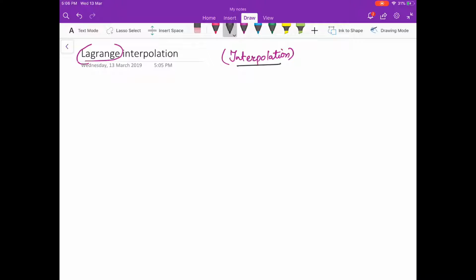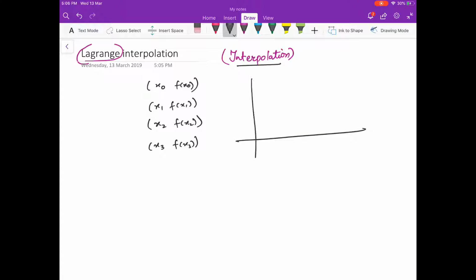Suppose you have data like this. You have x naught, f of x naught, x1, f of x1, x2, f of x2, and x3, f of x3. So you know these 4 points. It means that you have something like this. Here are your points x0, x1, x2, x3, and correspondingly you have some values like this.